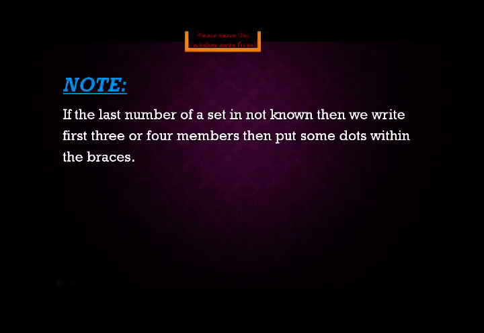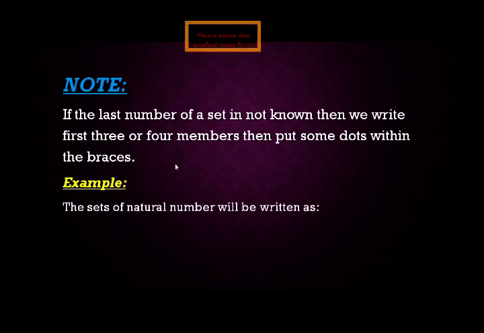We have to write the first 3 or 4 members and then put dots within the braces. No need to write 1 till 100, or 1 till 200. Just write the first 3 or 4 members and then put some dots within the bracket. For example, the set of natural numbers. We don't know what the last element is. The last point is unknown.